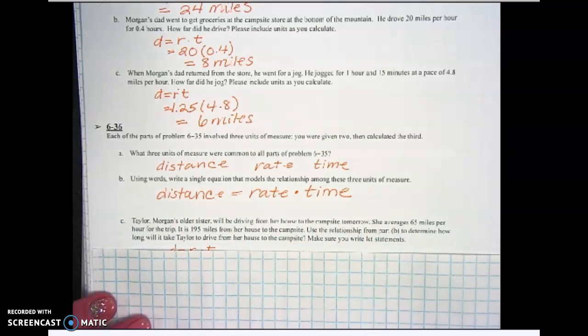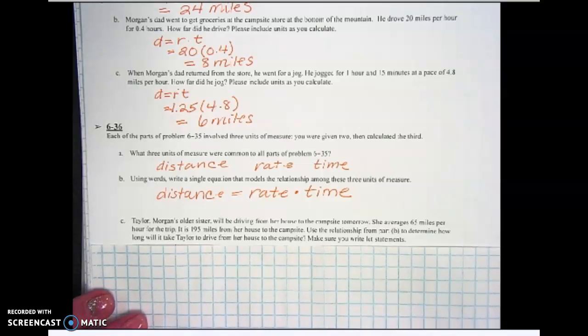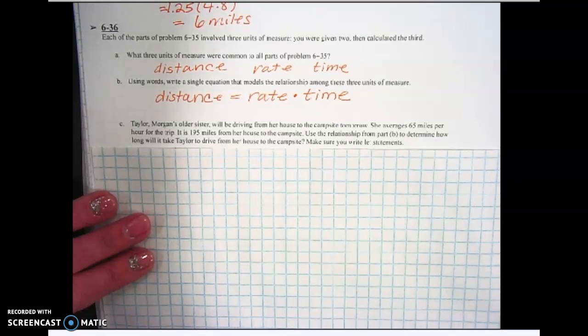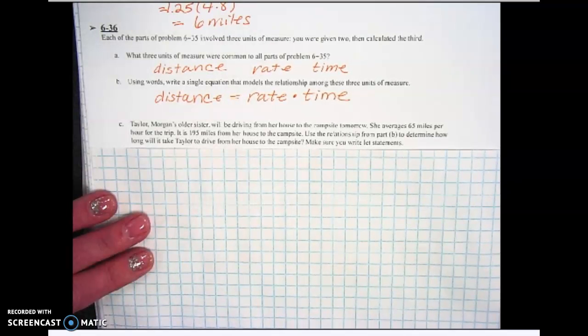Part C. Taylor, Morgan's older sister, will be driving from her house to the campsite tomorrow. She averages 65 miles per hour for the trip. It is 195 miles from her house to the campsite. Use the relationship from part B to determine how long it will take Taylor to drive from her house to the campsite.